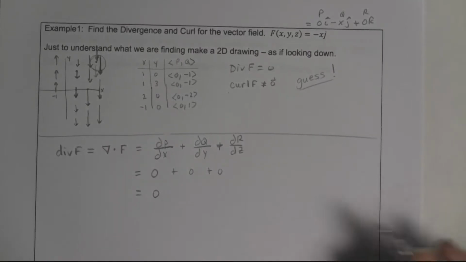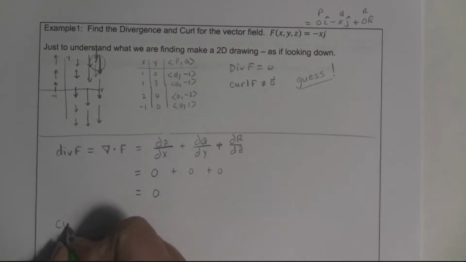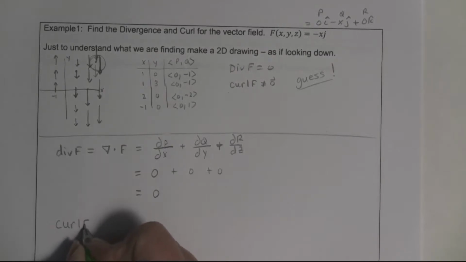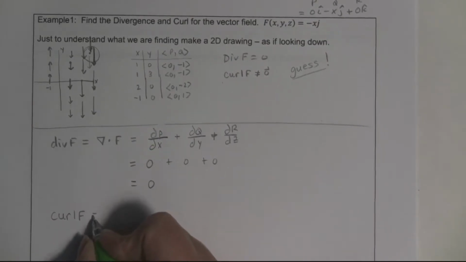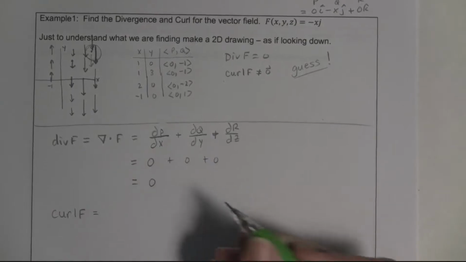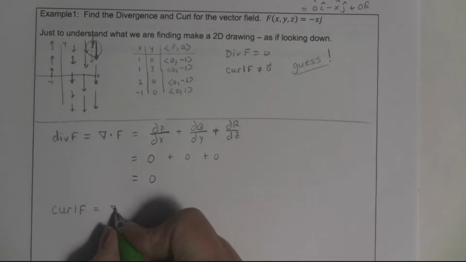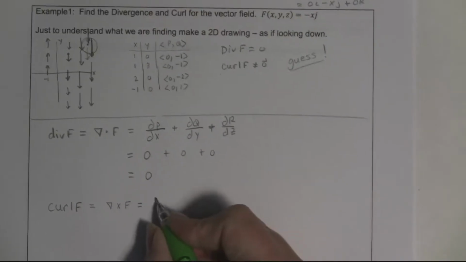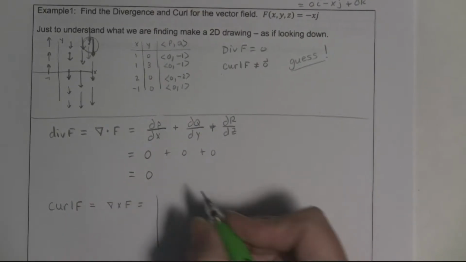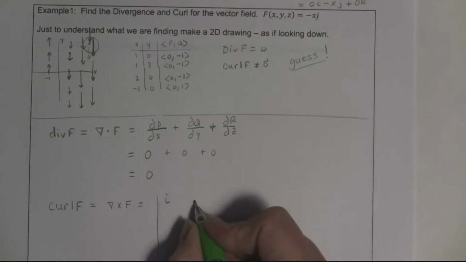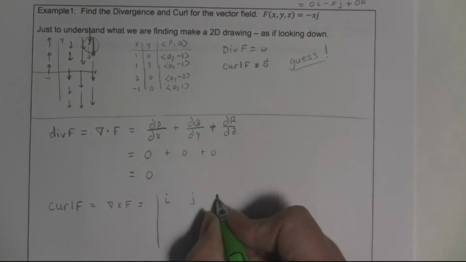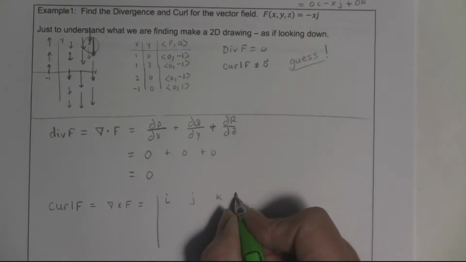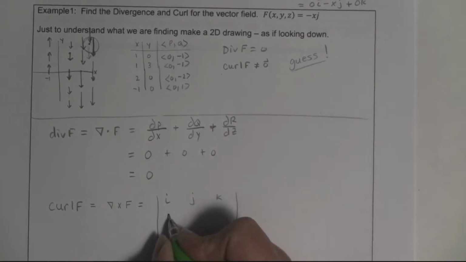And then I'm going to find the curl. So the curl of f. And the curl is the cross product. And I have to admit that I don't write that out. I'm at a point where I'm already writing this because I've practiced it a few times. And partials here.